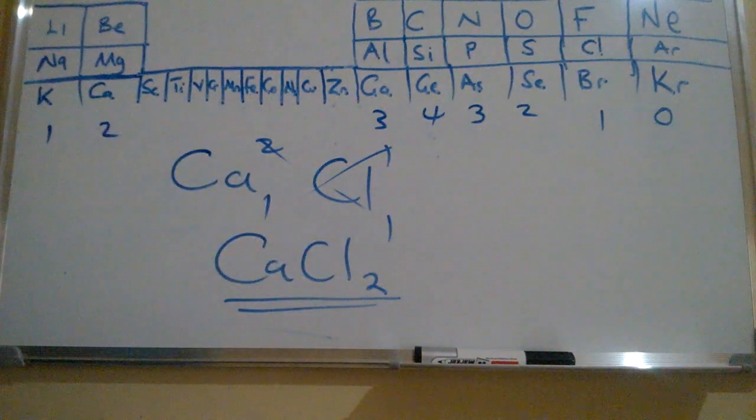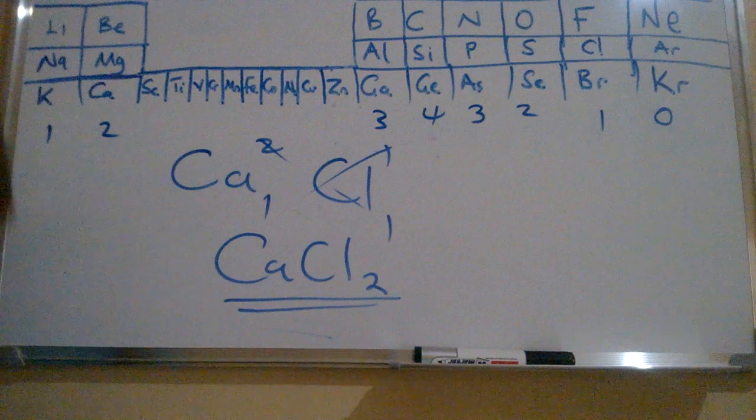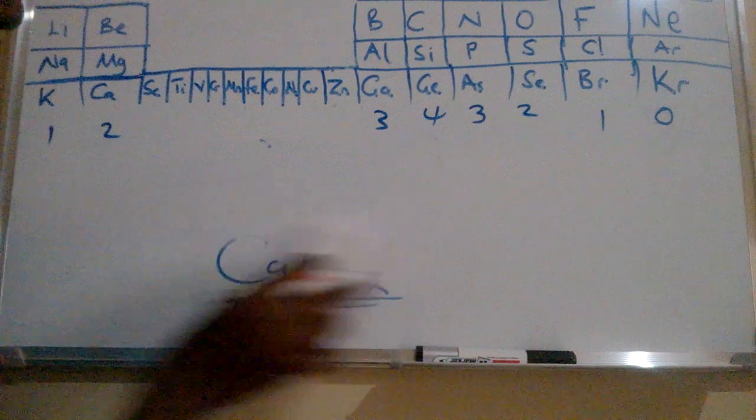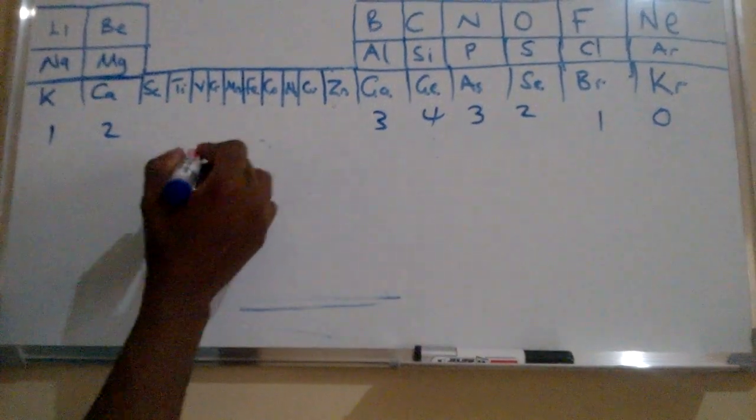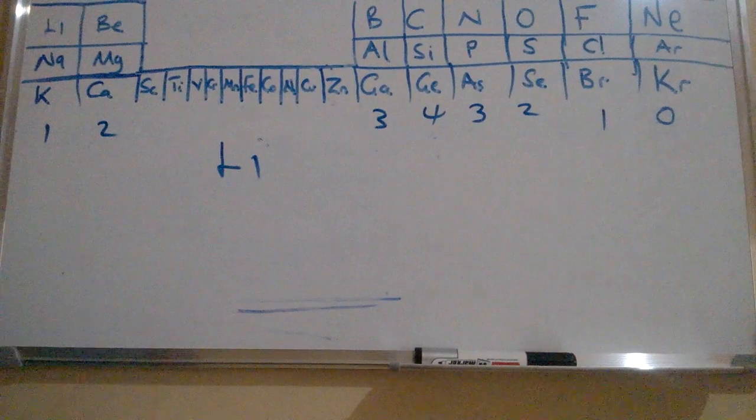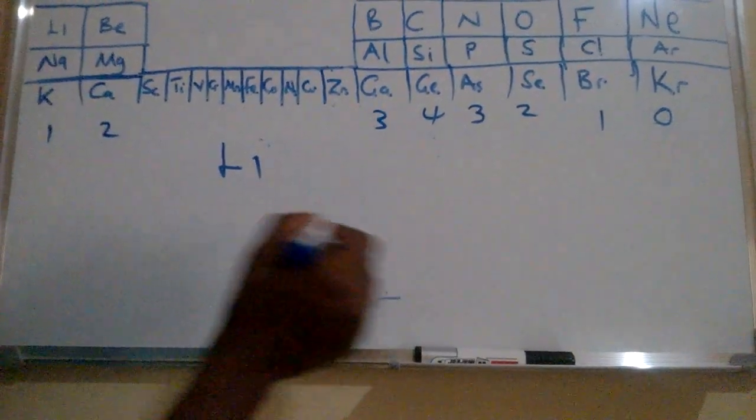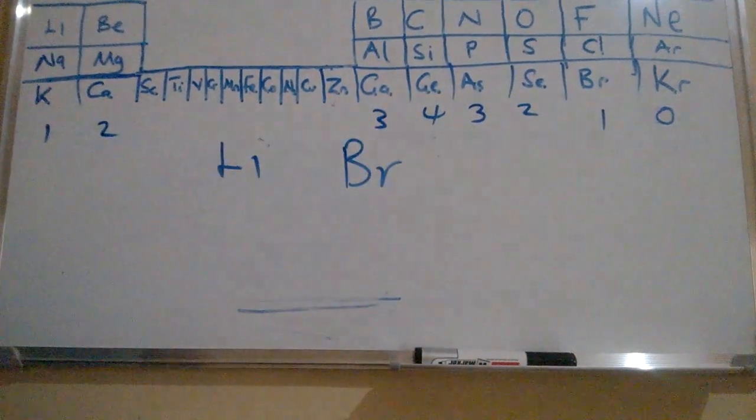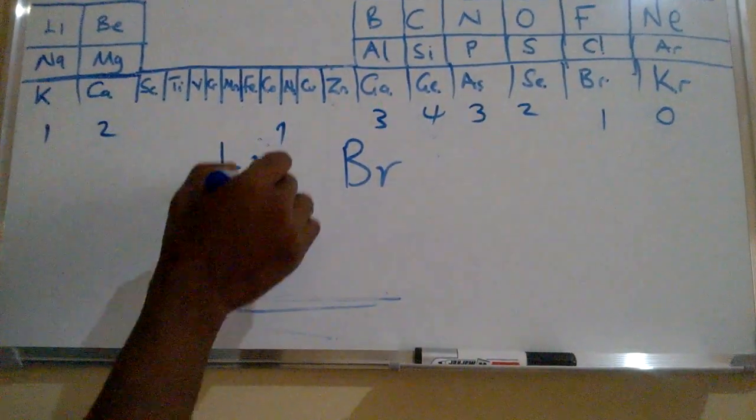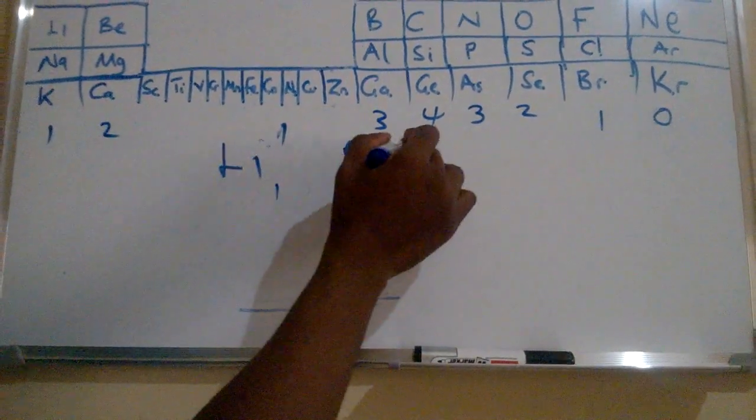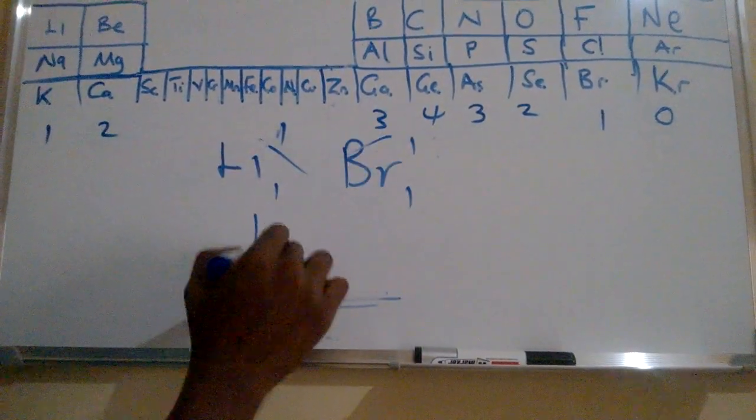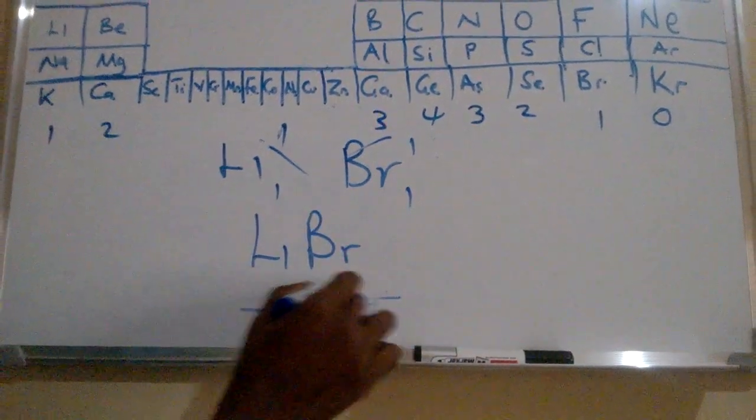So now, once that has been done, what about if I decided to get lithium, for example? If I get lithium, and then I also get bromine, you're going to find that this one has valency of 1 atom, valency of 1 atom. When they interchange, we're going to get lithium bromide, like that.